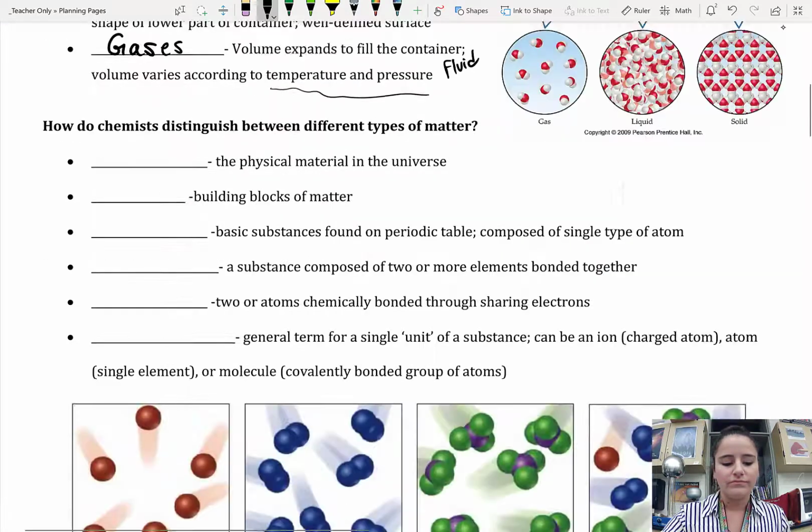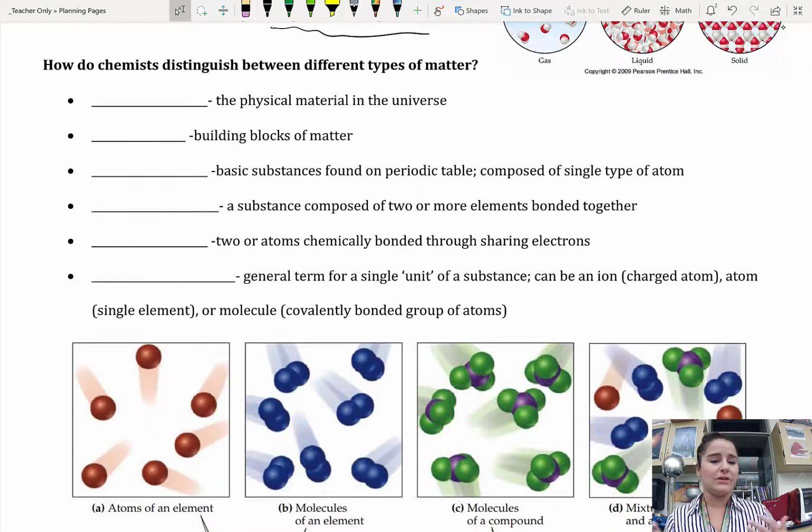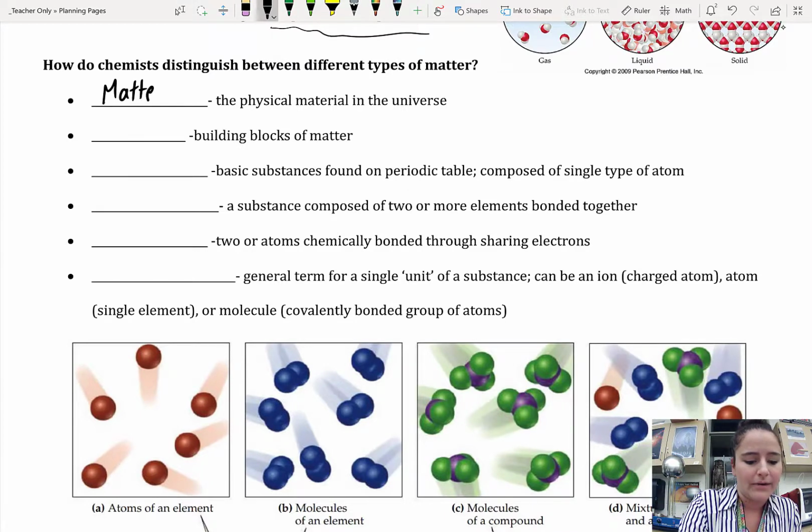Okay, so how do chemists distinguish between different types of matter? This is the vocabulary that we're going to be using throughout this course. So when we refer to matter, that is the stuff, okay? Everything's matter. Now, you guys might have learned from middle school that atoms are the building block of matter, okay? All matter is made of atoms. Atoms are made of protons, neutrons, electrons, etc., okay?